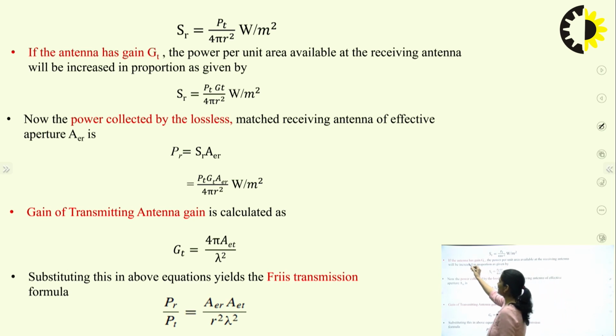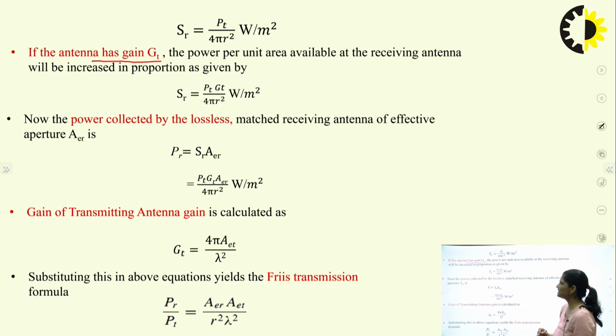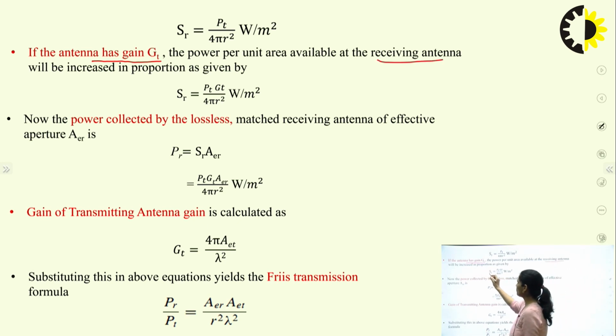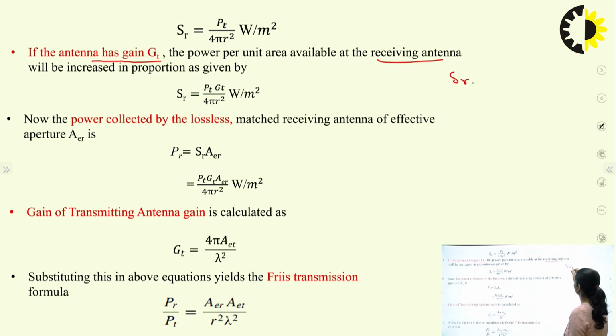Now, if the gain at the transmitter side is represented as GT, the power per unit area available at the receiver antenna is increased in proportion: SR multiplied by GT, the gain at the transmitting side. So SR is equal to what?